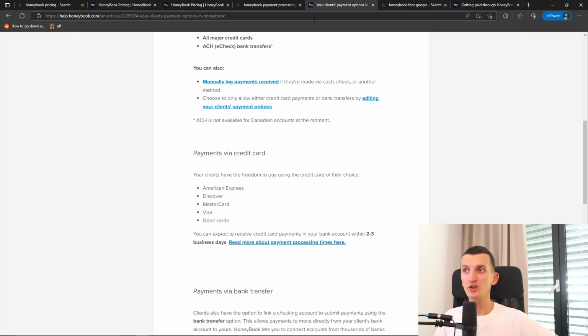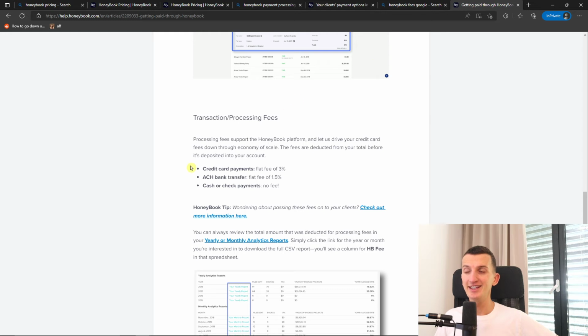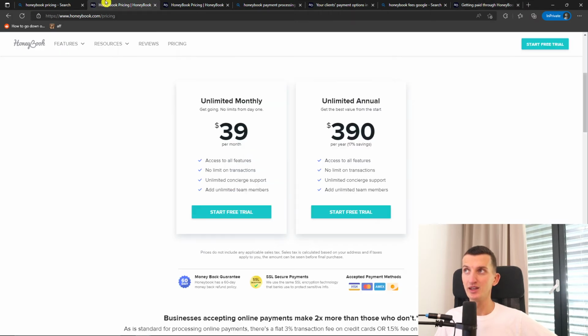But when we look here also on the fees, we see that they have the transaction and processing fees, credit card payment, that's a flat fee of 3%, bank transfer, flat fee of 1.5%, and cash or check payments, you're gonna have no fee. So this is where the Honeybook makes money also.